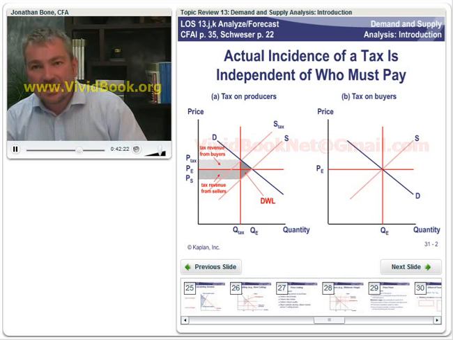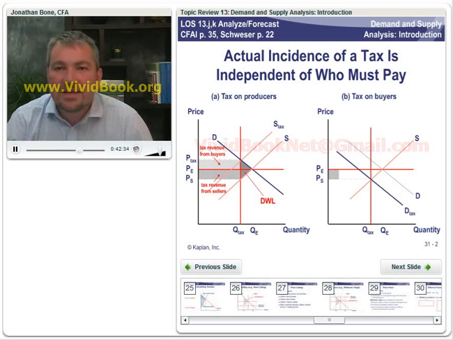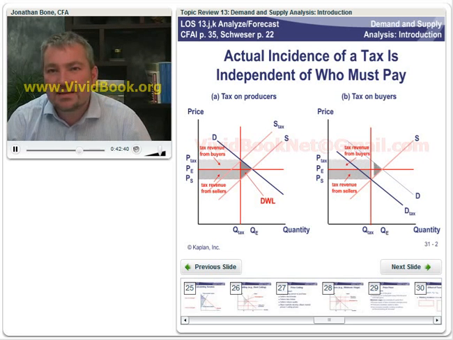Let's look at a tax on buyers. Now, of course, if the buyers are paying, this is going to reduce the quantity demanded at each price. So the demand curve is going to shift back. So it does. And you can see we get a lower quantity and a higher price. P tax is just the price after tax. Now again, notice we get a deadweight loss.